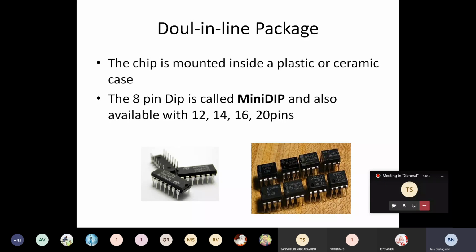Depending upon the IC, dual inline packages are available with different numbers of pins, that too with an even number of pins. For example, if it is a 12 pin dual inline package, it means 6 pins will be present on one side and 6 pins on the other side. If we are talking about the 20 pin dual inline package, on one side you will get 10 pins and on the other side 10 pins. An 8 pin dual inline package is also present. It is called a mini DIP, the mini dual inline package. So that is about the dual inline packages.